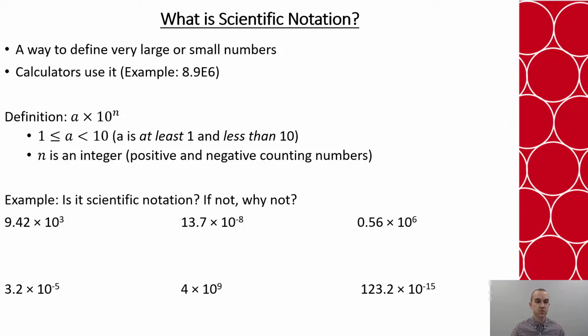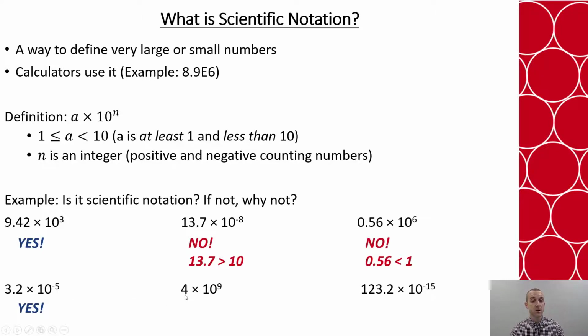So let's look at some examples real quick. We want to determine, is it in scientific notation? If I look here, this number 9 and 42 hundredths is between 1 and 10, and it's raised to an integer, so yes. Here, 13 and 7 tenths, that's greater than 10, so no, that's not scientific notation. The negative 8 is perfectly fine. Here, 56 hundredths, that's less than 1, so no, that's not scientific notation. But the 6 is okay. Here, 3 and 2 tenths, that's between 1 and 10, and negative 5 is an integer, so I'm good.